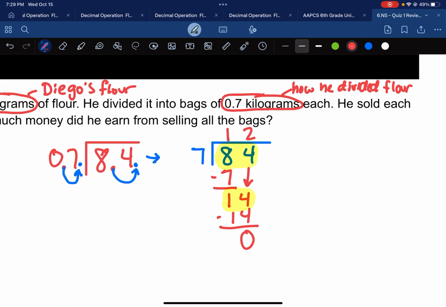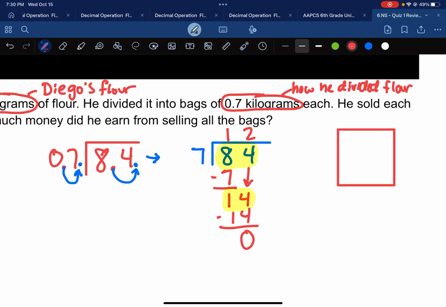Now, what I really want students to understand is the fact that this means something. It's not just 12 flour or 12 kilograms of flour. Remember what's happening. He's dividing them into bags. So what's happening is we have, I'll make a little model real quick, we have all this flour, right?